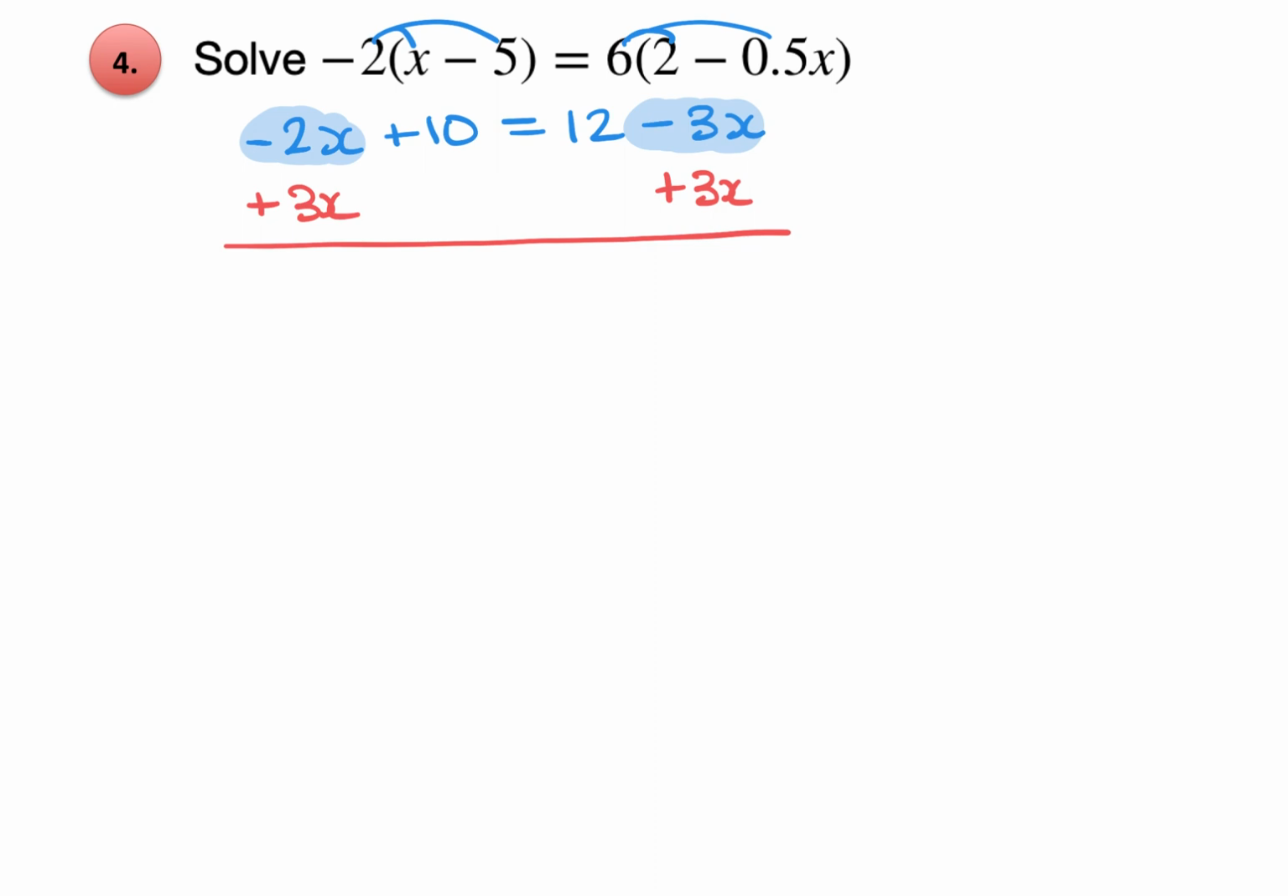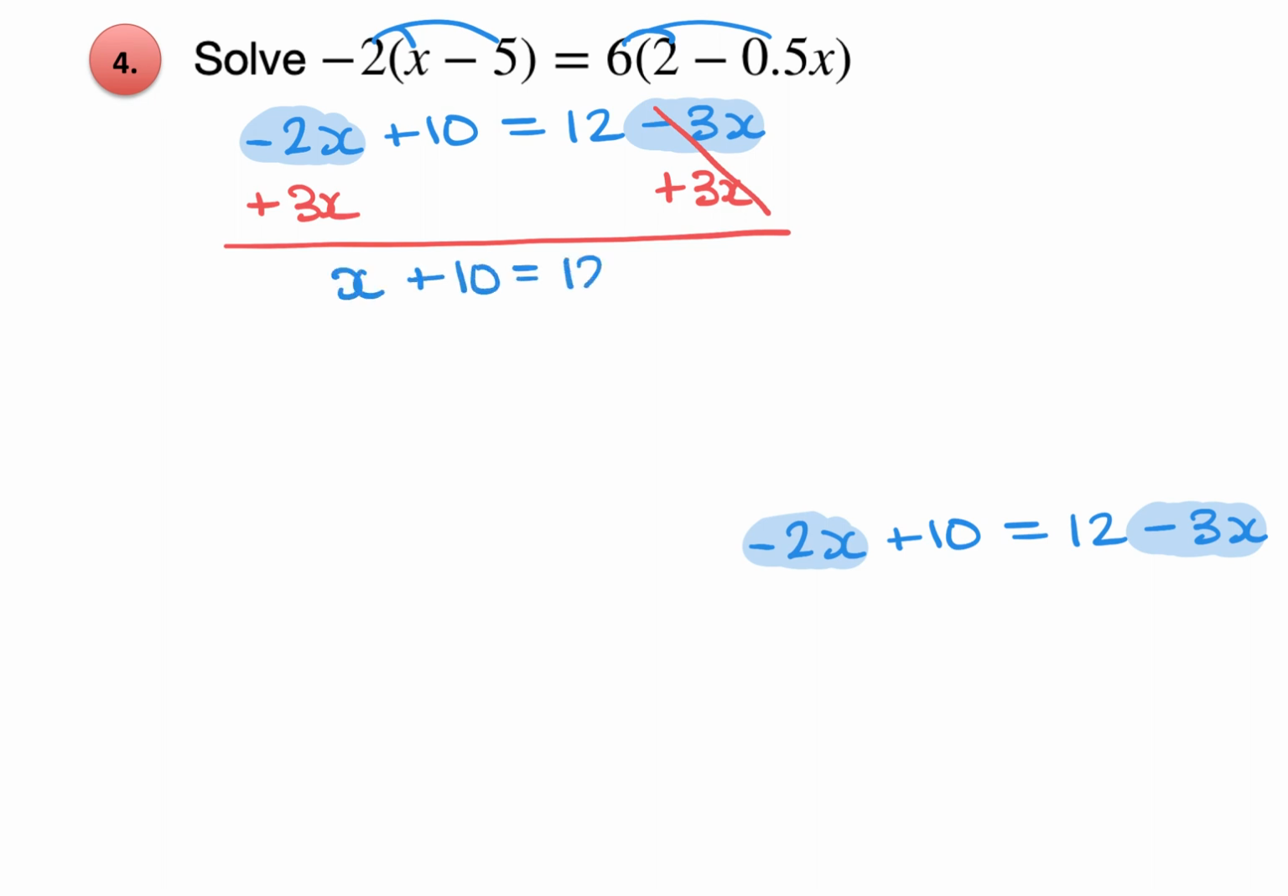Now, I don't have to do it like this, so let's just copy this and put this down here to look for later. So let's just continue with our example. So if I continued here, I would have this cancel, and I'm left with negative 2x plus 3x gives me x plus 10 is equal to 12, and then I'm going to subtract 10 from both sides. That's going to cancel, and then x is going to be 12 minus 10 is 2. So x is going to be 2. And I'm going to leave it like that.